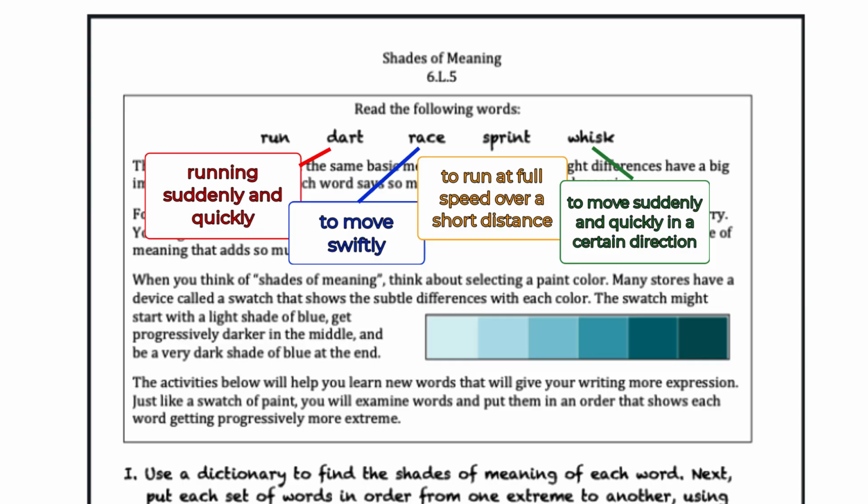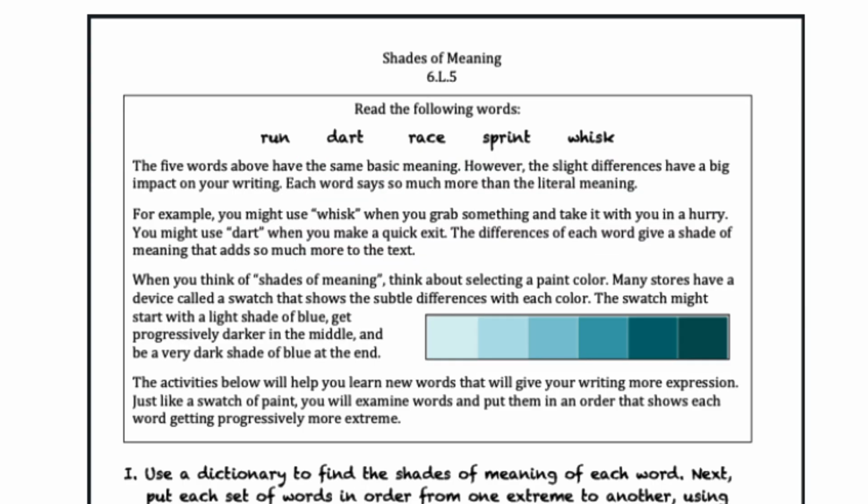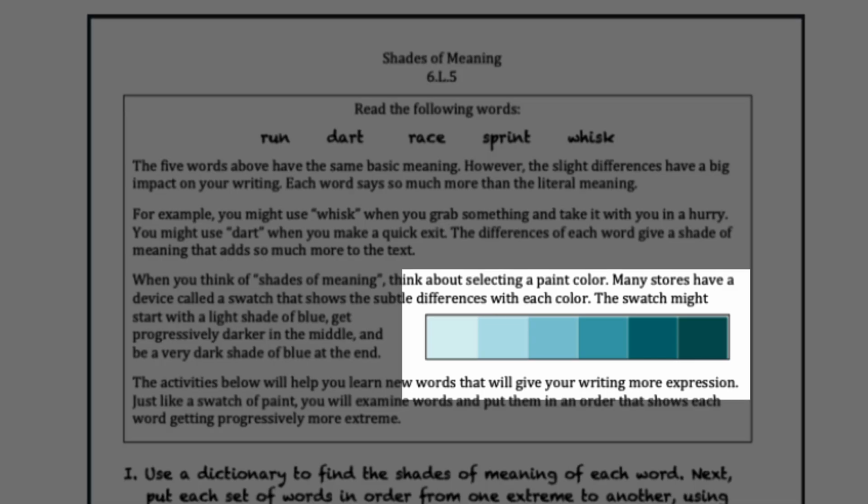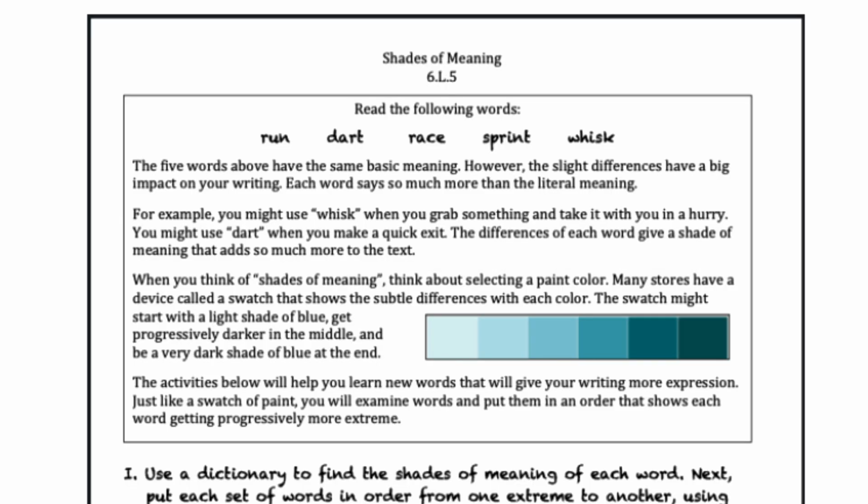Now, what they're going to have to do is rank them or put them in order from the least extreme version of the word to the most extreme version of the word. And these extreme versions are kind of reflected there in that color chart. If you go get a paint sample, you get shades of the same color, where the least extreme version of the colors is on the left and the most extreme version is on the right. They're going to do the same thing with these 5 synonyms.